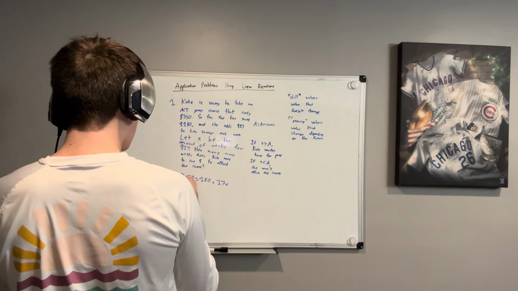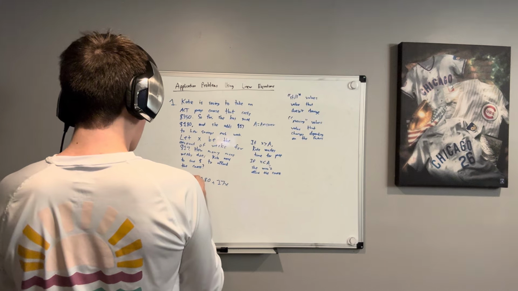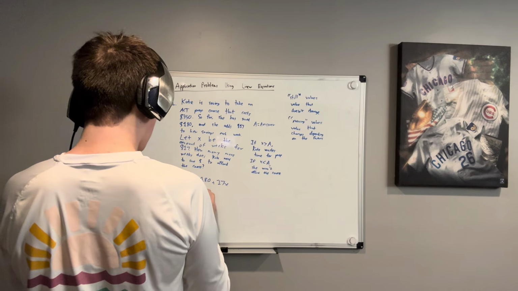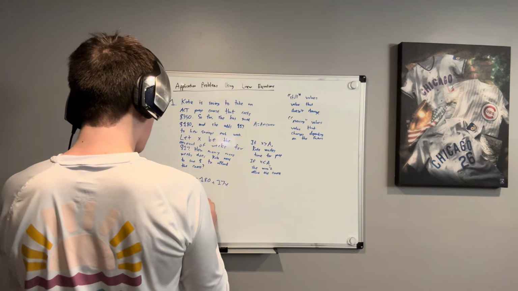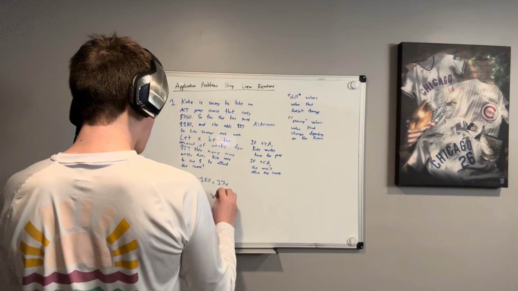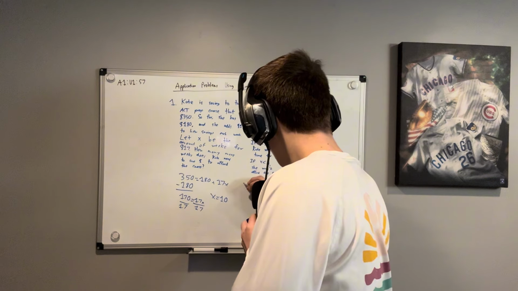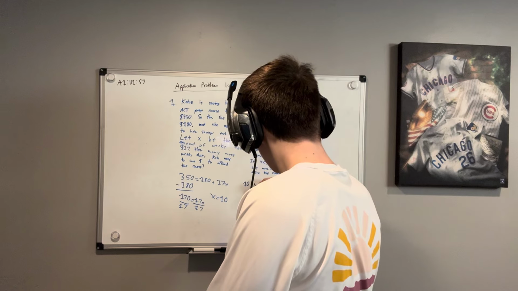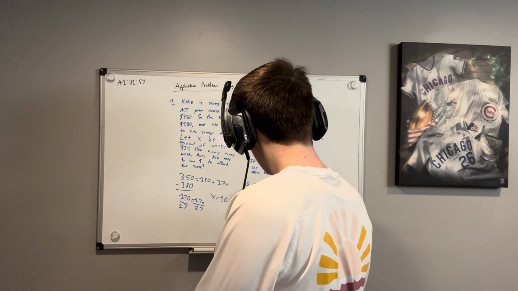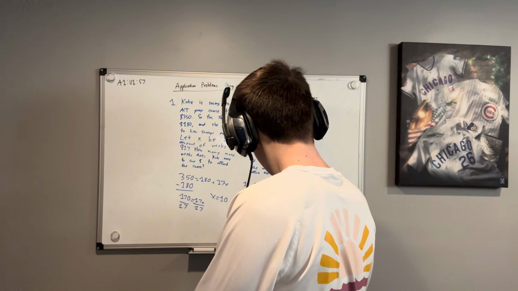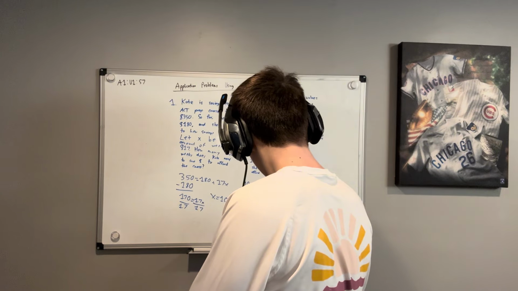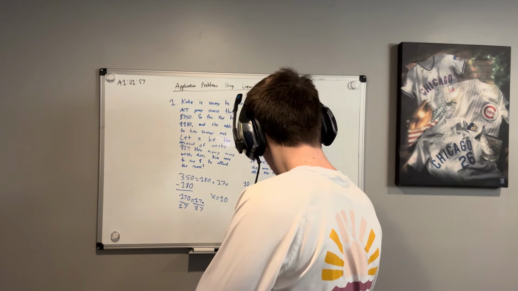350 minus 180. That's going to equal 170 equals 17x. Divide 17 on both sides. And x is equal to 10. So that means that Kate needs 10 more weeks to afford the ACT course.